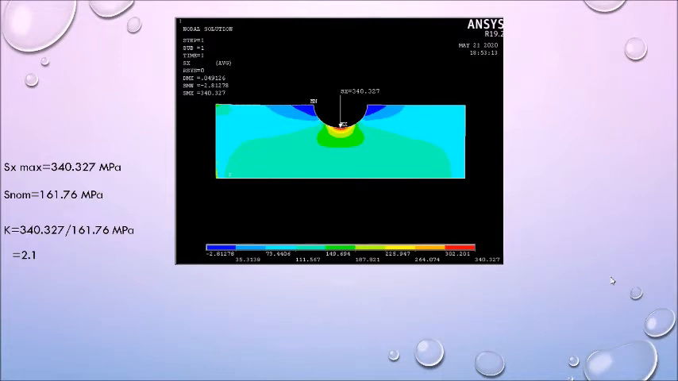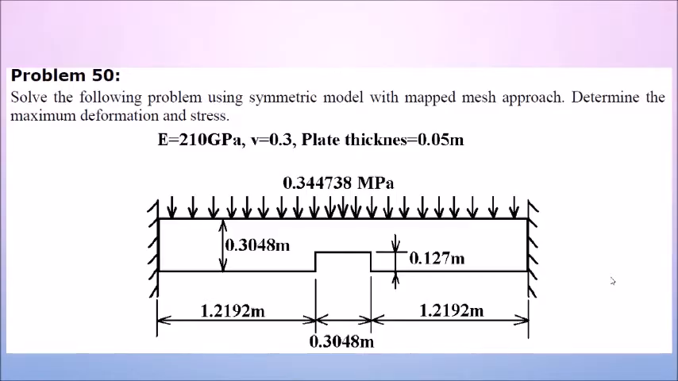Stress nominal, which is calculated in the previous slide, is 161.76 megapascal. If you take the ratio of Sx max and S nominal, you get 2.1. That is the stress concentration factor. This is problem number 50. Solve the following problem using symmetric model with mapped mesh approach. Determine the maximum deformation and stress.